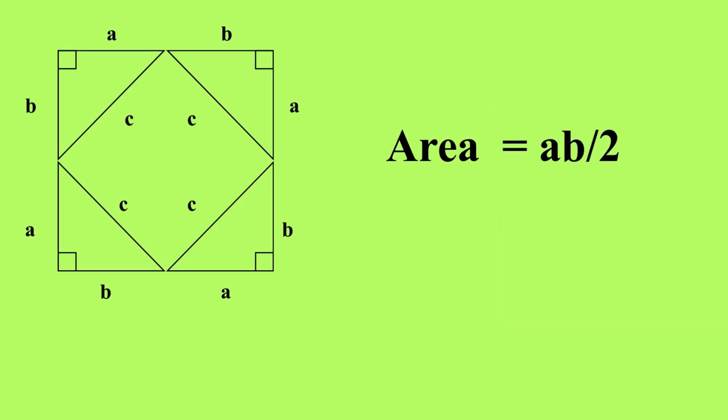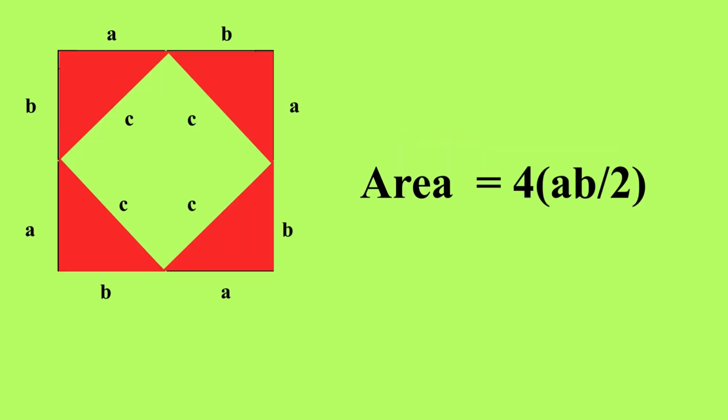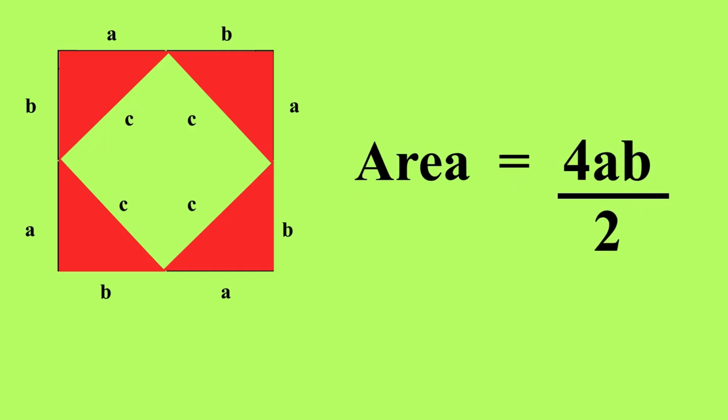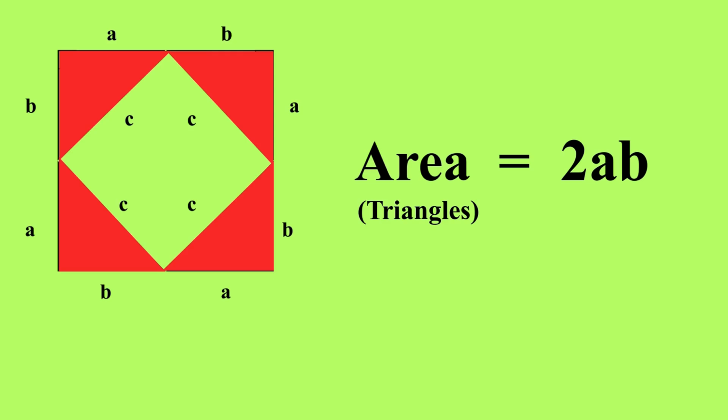Now, we have four of the exact same copies. So we're going to find the area of all four of these triangles. We just multiply whatever the area was for one of those triangles, since it's a series of copies. So we get that the area of all four triangles is equal to 4 times AB over 2. And this can be rewritten as area equals 4AB over 2. And the 4 and 2 cancel out, leaving just 2AB behind. So again, this is the area for the triangles.